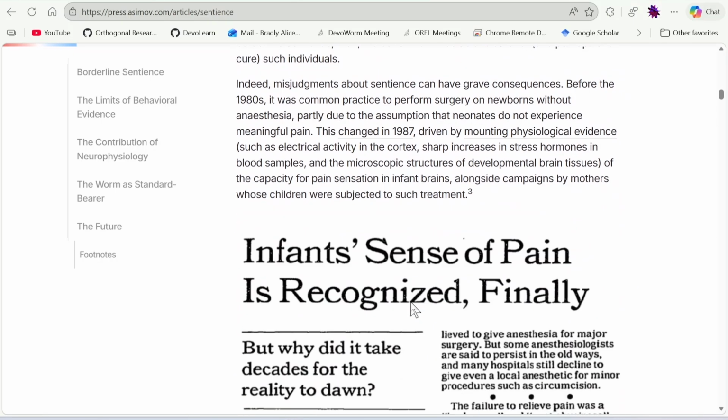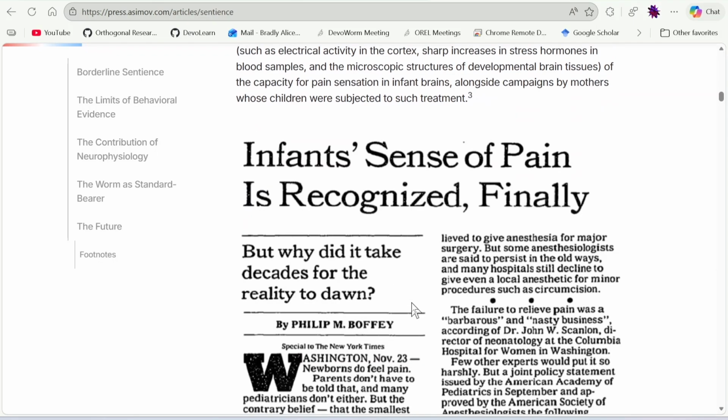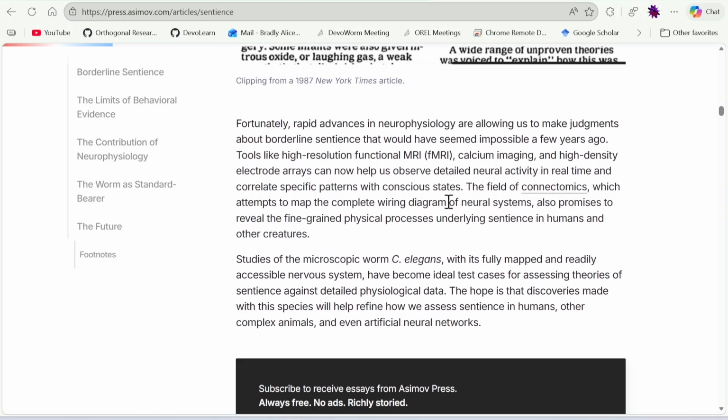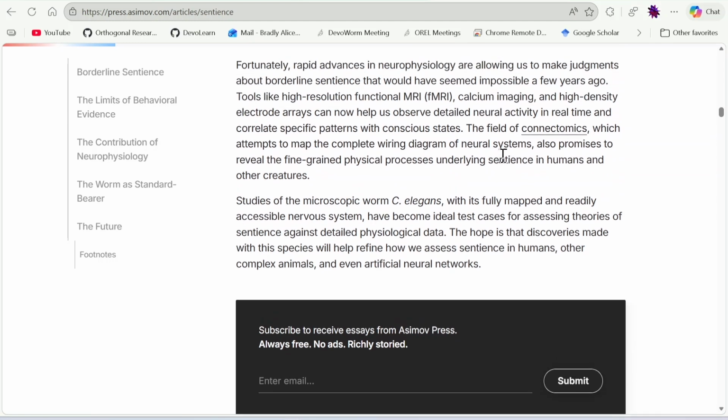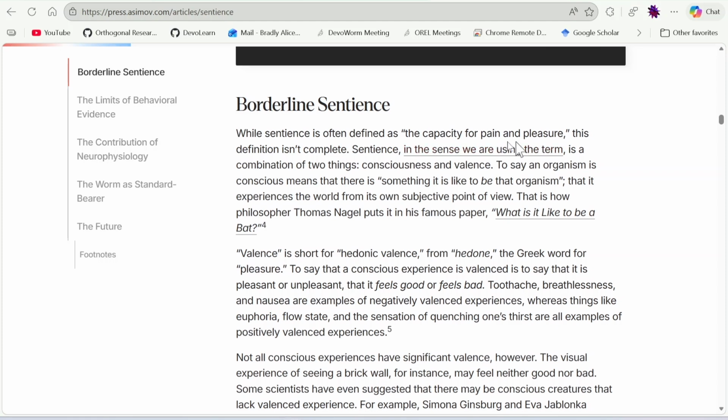This goes on thinking about some of the behaviors in humans that are related to sentience. This is an article on infant sense of pain. Then there's more here linking awareness to organisms like C. elegans. Now we can explore the connectome, the neurophysiology of an entire brain. As small as the C. elegans connectome is, it can still produce coherent behaviors, and perhaps that's a way we can understand the neurophysiology of sentience, if such a thing exists. Then there's this term borderline sentience. While sentience is often defined as the capacity for pain and pleasure, this definition is incomplete. Sentience, in the sense they are using the term, is a philosophical version of the term.